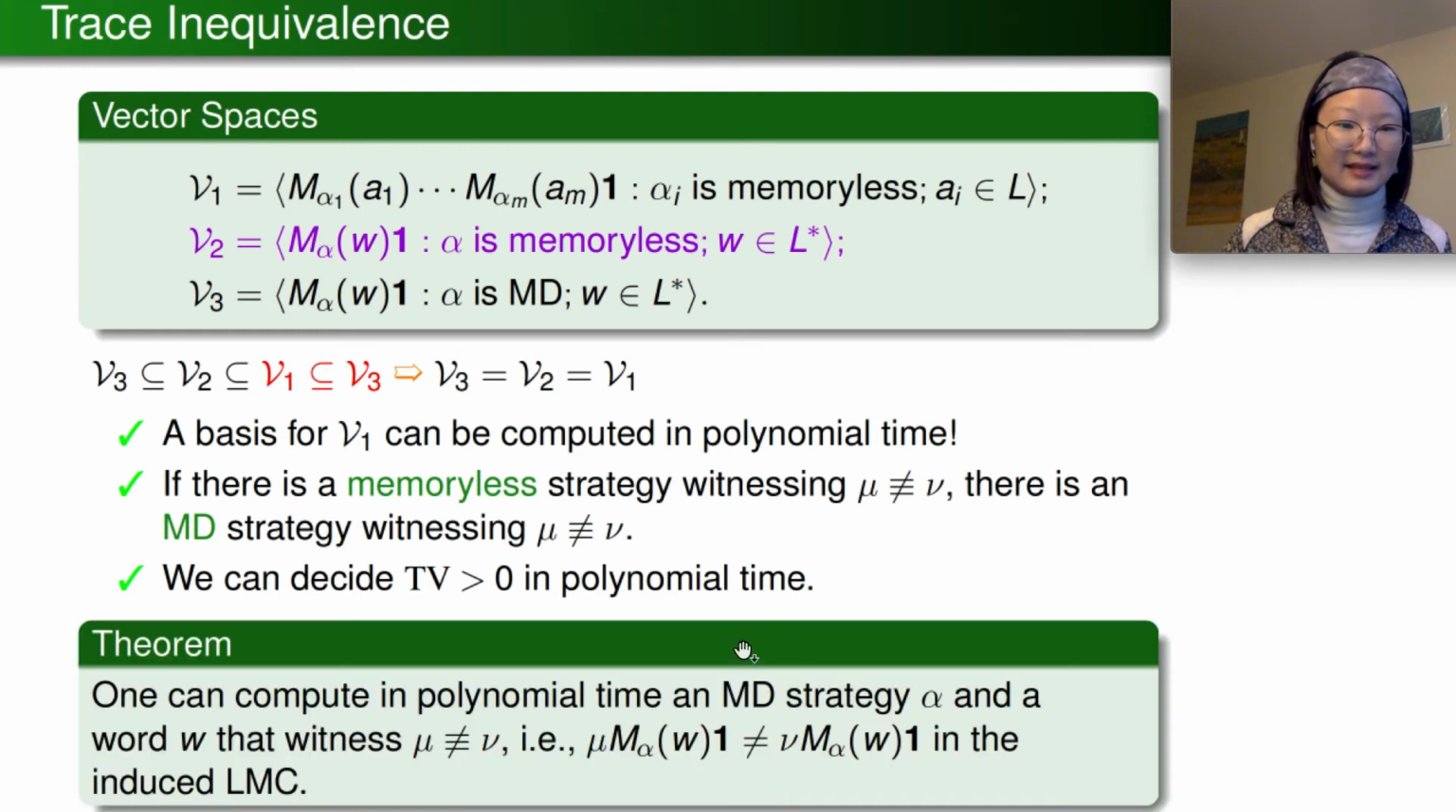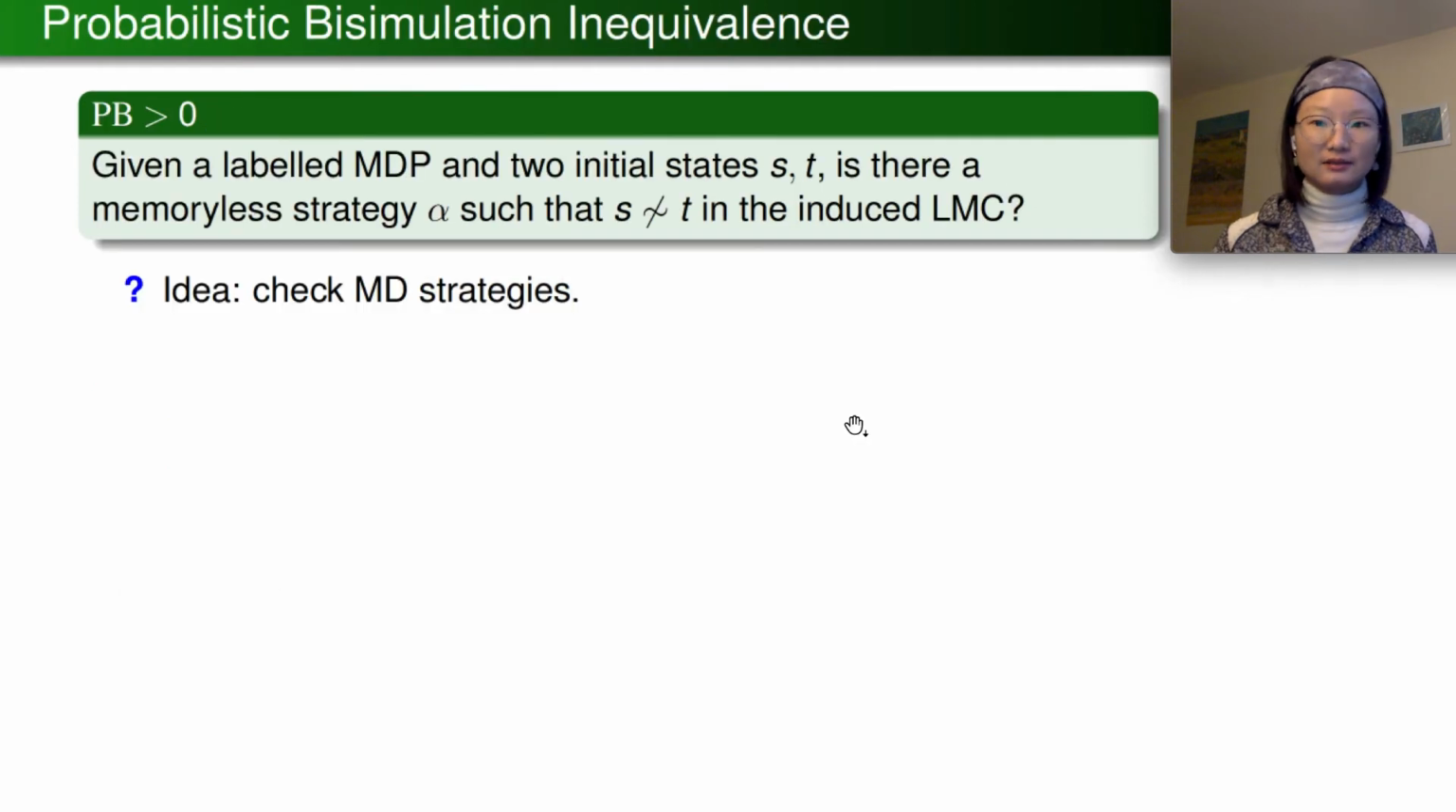What is better is that we not only can decide this problem in polynomial time, we also have a polynomial time algorithm to give us the witnessing MD strategy and the witnessing trace. It is also polynomial time to decide probabilistic bisimilarity distance 0 and 1 for LMCs. So we might ask ourselves similar questions on MDPs.